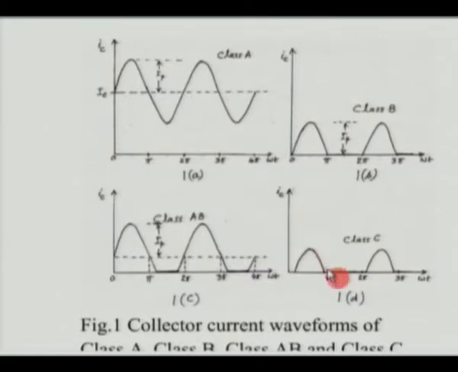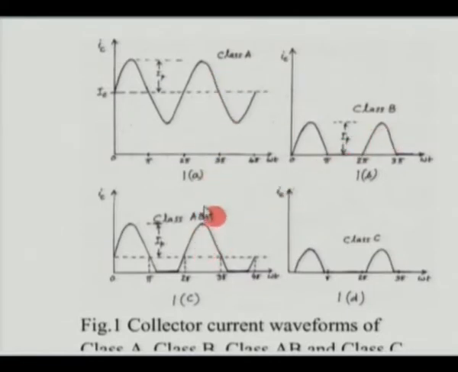Let's now talk about class C amplifiers. Now class C amplifiers are amplifiers where the conduction angle is less than 180 degrees. Now class C amplifiers are very special cases and we will not worry much about them. They are used in very high power applications. So generally these are very special kind of applications. We will not worry much about them. What is important for us are class A, class B and class AB.